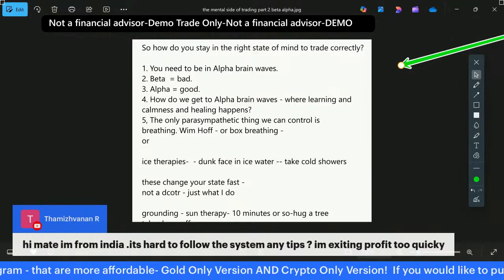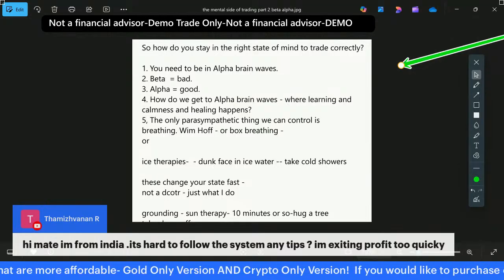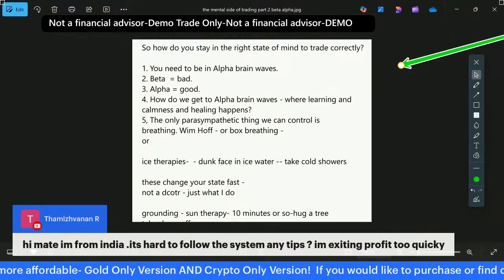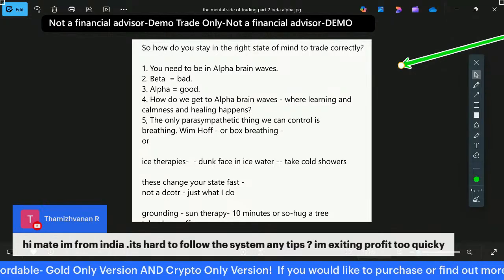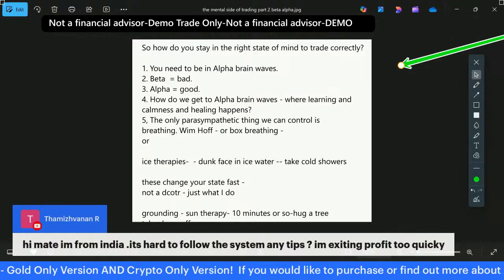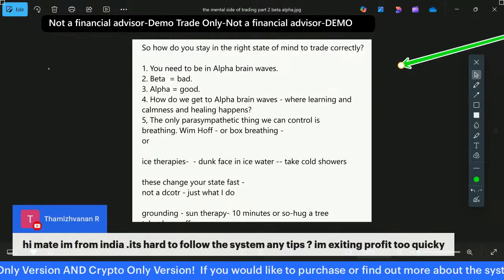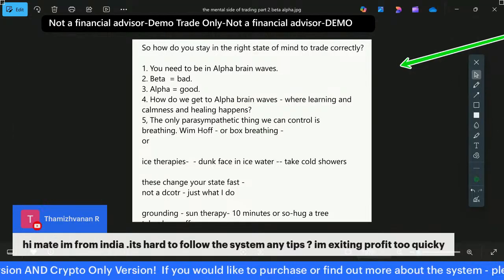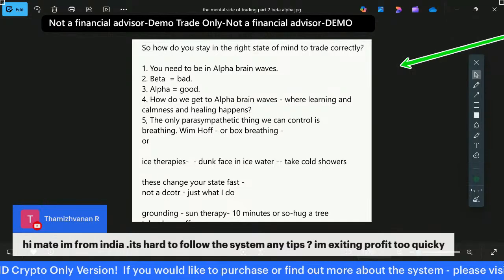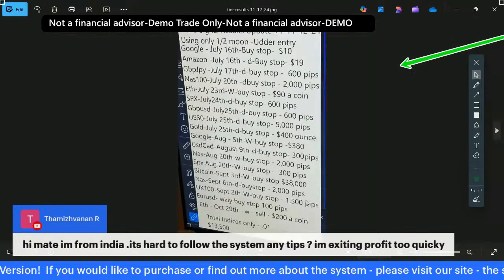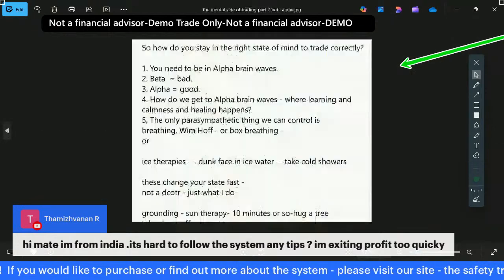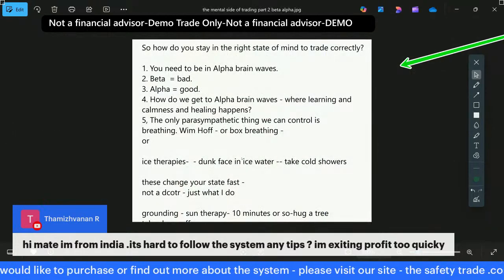Okay? Is that clear to everybody? Yes or no? Because so many of you trade scared. You trade like I used to do. This is very, very important.